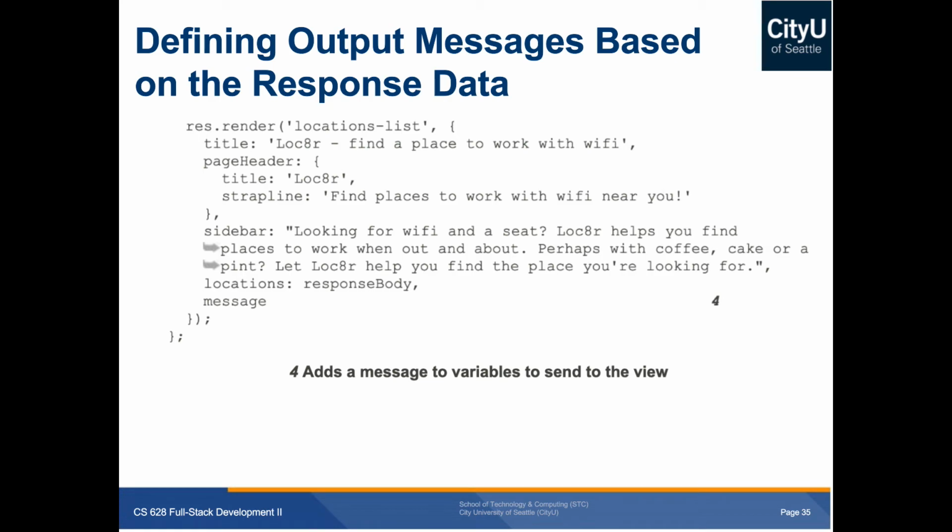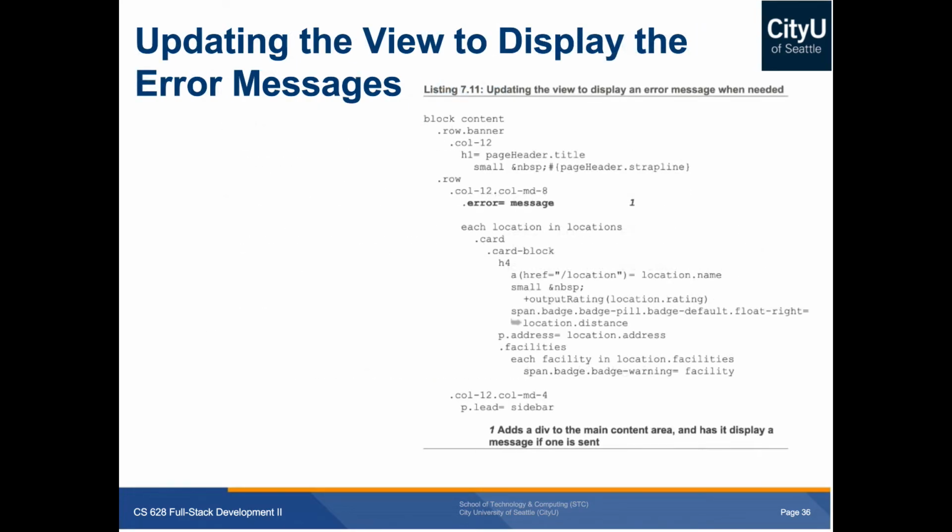Okay, so we have the rest render, the location list pug template again, right? Response body, and we also add the message here, so that we can use that in the template to send to the view. And now, because we have a message variable, we can go ahead and update the pug template and assign the message to the dot error, the buffered.